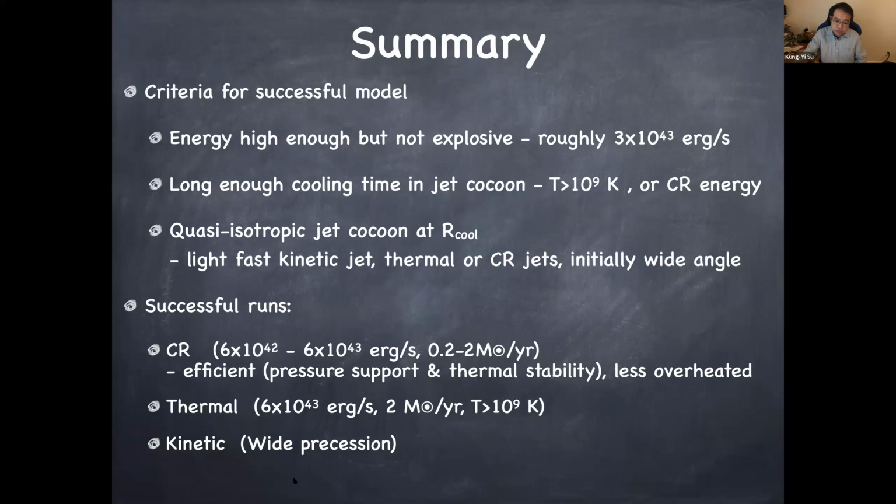Also, the thermal jet needs to have very high specific energy, like a few 10^9 Kelvin, or like the widely precessing kinetic jet, which can also possibly quench the galaxy stably. And among these runs, it seems that the cosmic ray jet allows the widest parameter space and requires less fine-tuning, since it is more effective at the low energy end due to the pressure support and change of thermal instability, and it is also possibly less overheated at higher specific energy. So I'll leave the summary here and take any questions. Thanks very much.